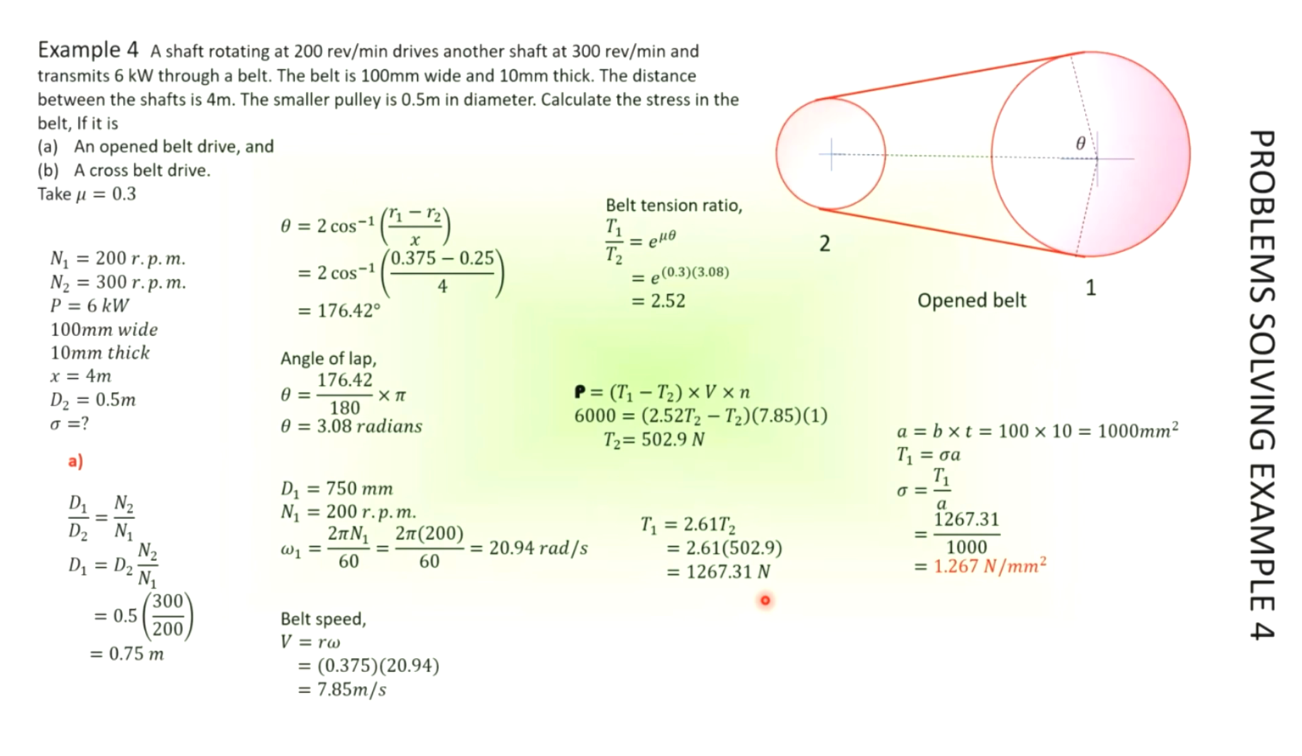Based on this, we know area is width times thickness, so you get the area. And we know that stress equals force divided by area. The force that we consider should be the greatest among T1 and T2. Definitely T1 is the one we choose because it's the maximum tension, the tight side tension, divided by its area. So we get the stress developed as 1.267 Newton per millimeter square. That is only for the open belt.